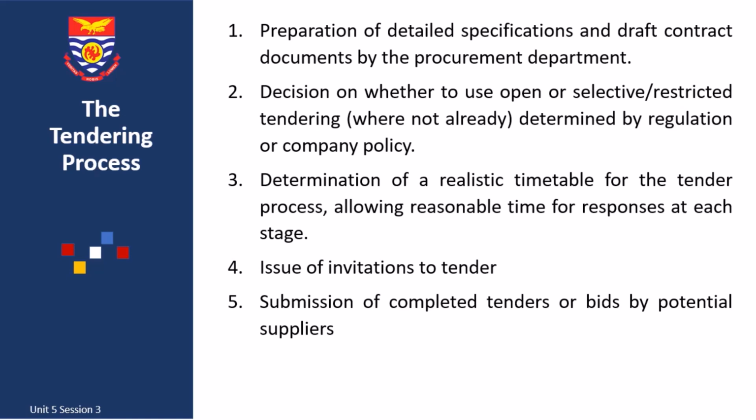4. Issue of invitations to tender. So if, from the second point, we decided to use the open tendering, then we advertise the invitation to tender document in a medium that will be accessible by all suppliers. If we decided to use the selective or restricted tendering, then we send this invitation document to the shortlisted suppliers that we chose or we decided to go with.